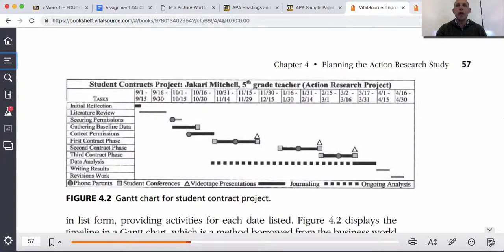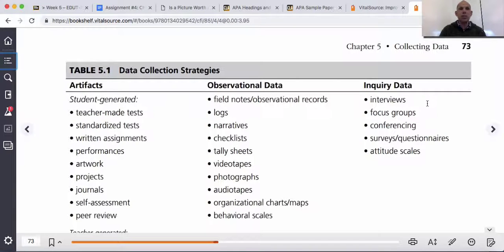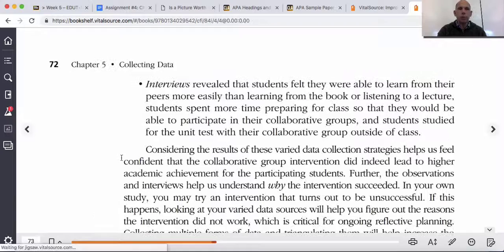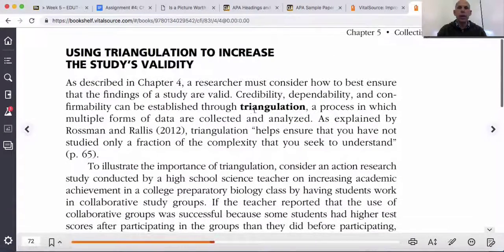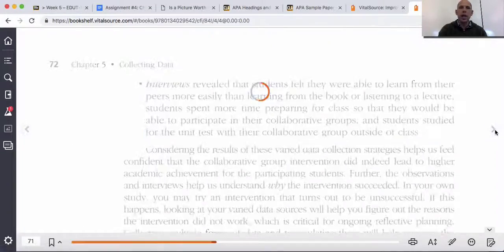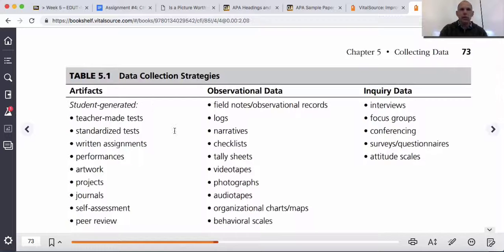When you're going through chapter 5, it's going to talk a lot about this idea of triangulation, okay? Getting the information from multiple sources, from multiple places, but really demystifying where you are getting that information and breaking it down into artifacts, observational data, and inquiry data.